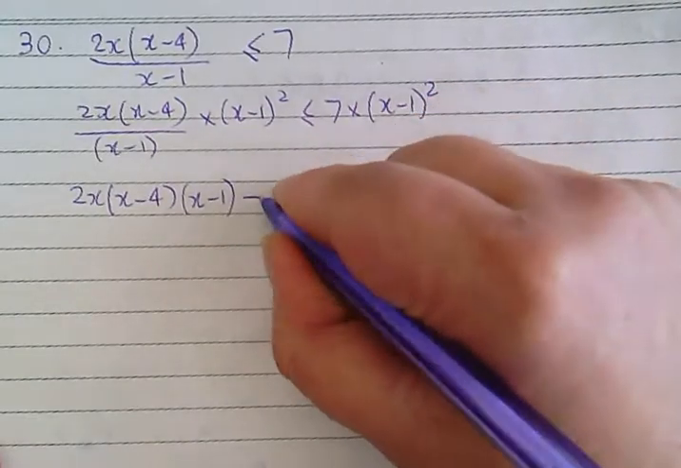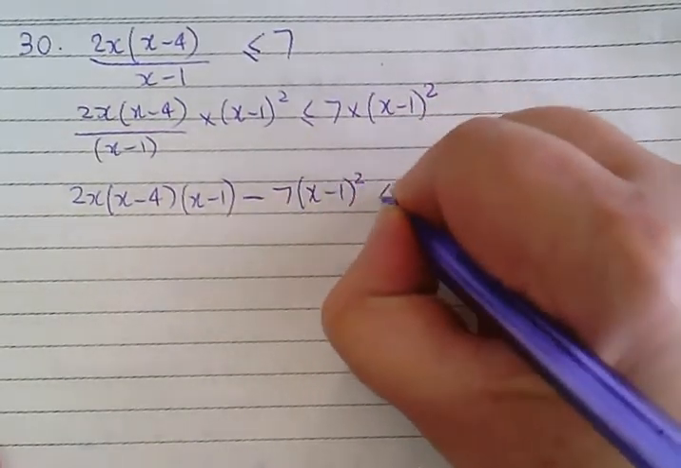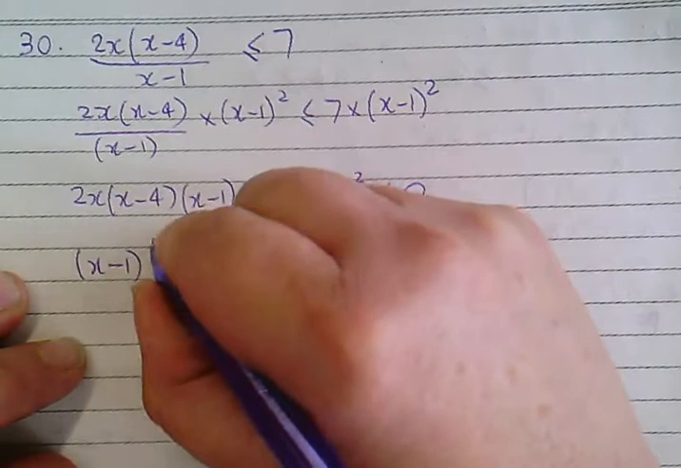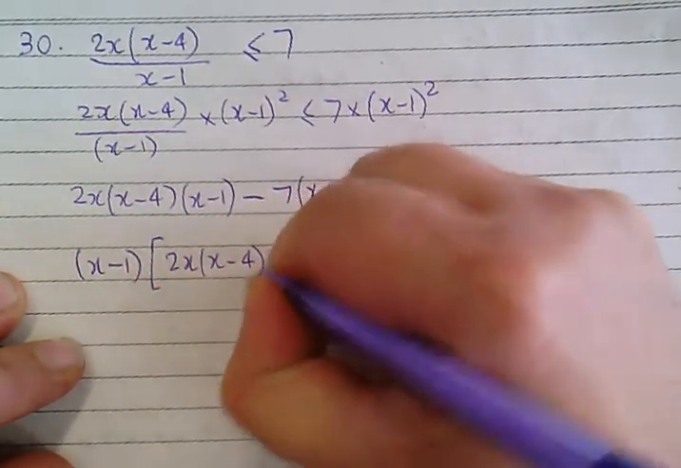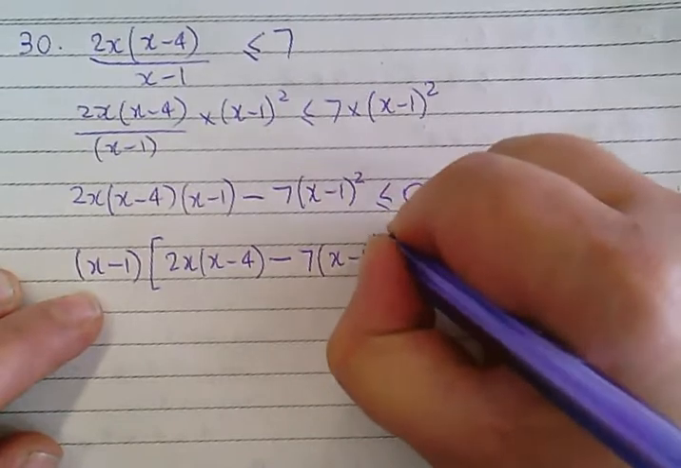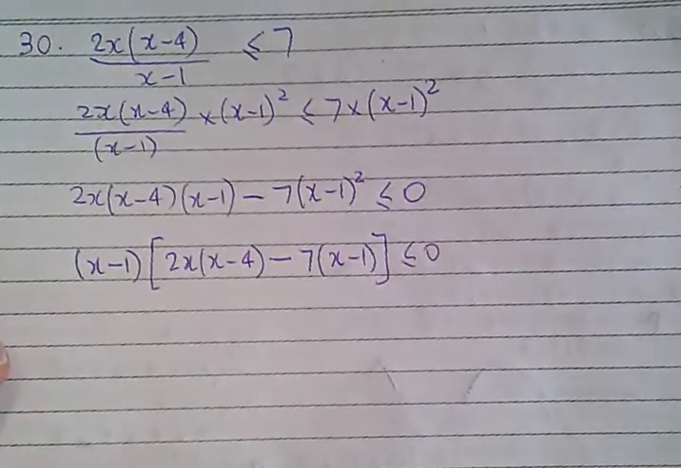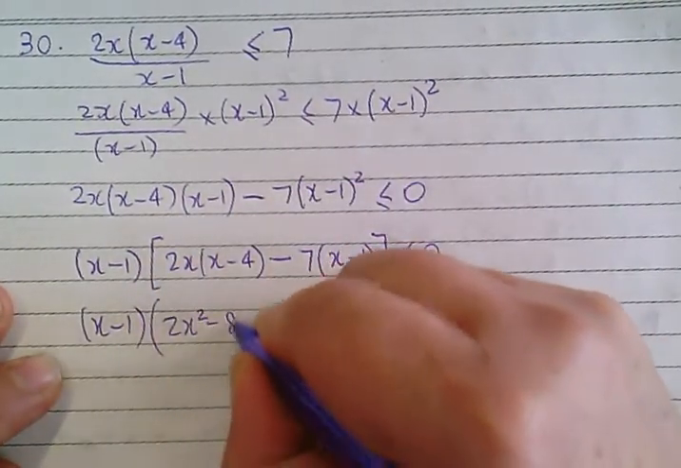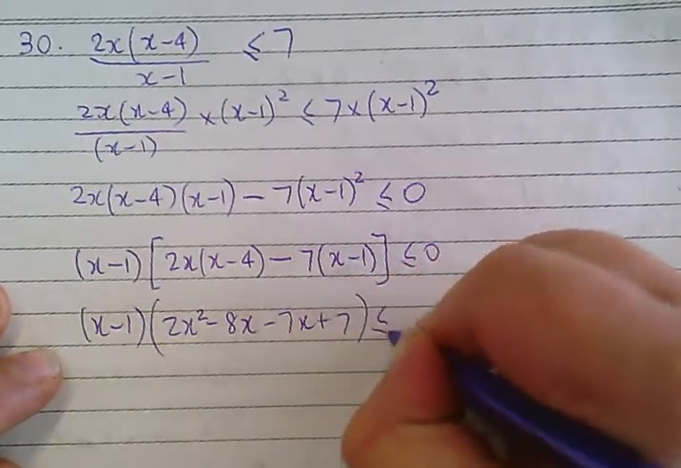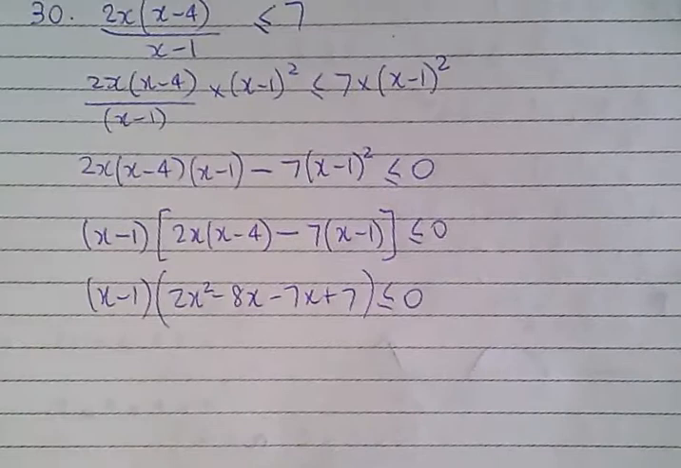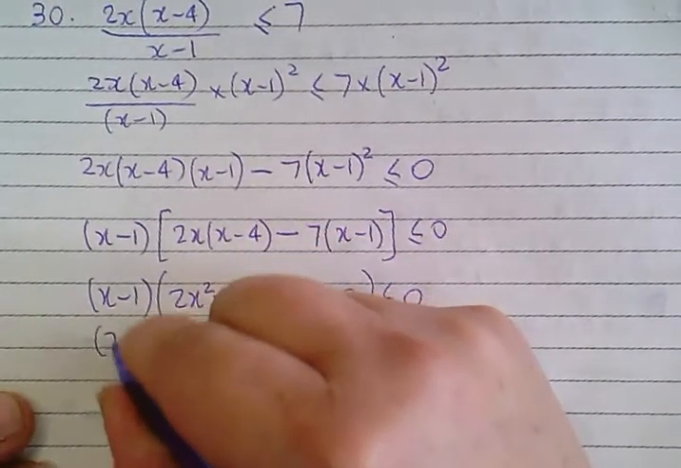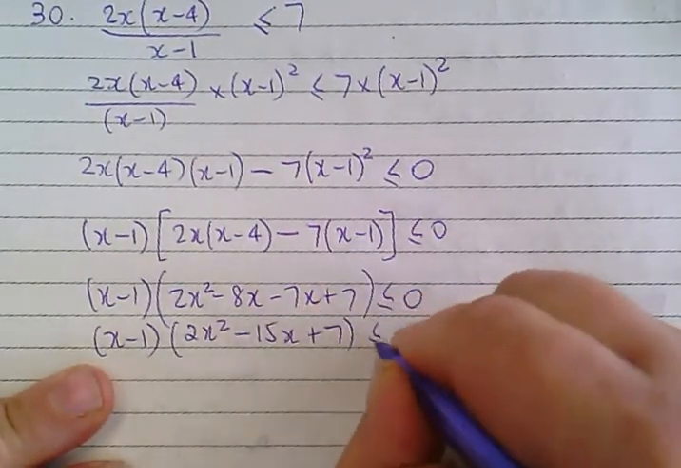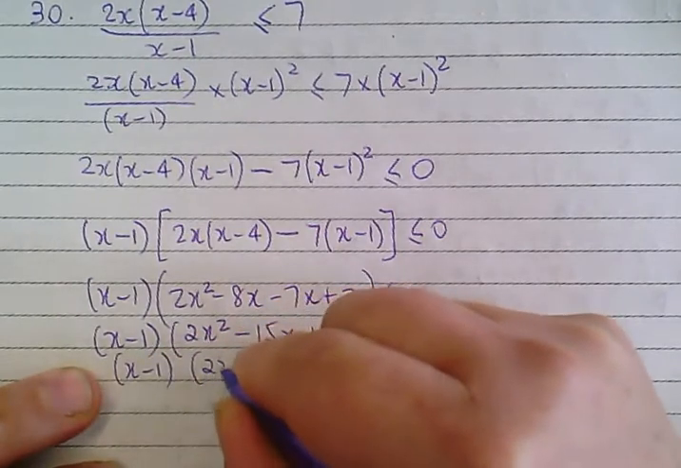And we'll bring this 7(x − 1)² over to the left. And then we factorize out an (x − 1). And we've got 2x(x − 4) − 7(x − 1) less than or equal to 0. And we've got (x − 1)(2x² − 8x − 7x + 7) less than or equal to 0. If you left it like that, you could factorize in pairs if you wanted, but you don't have to. And we've got (x − 1)(2x² − 15x + 7) less than or equal to 0. And hopefully we can factorize that.